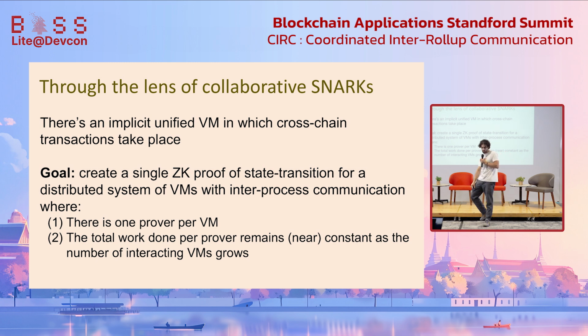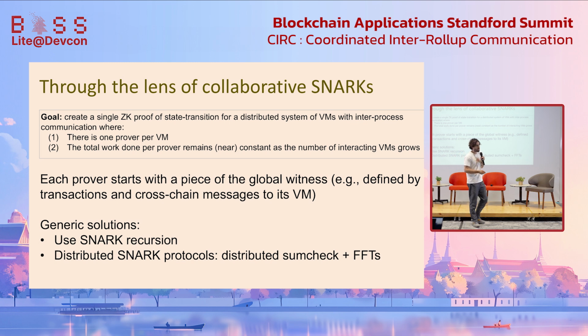So one way to look at this is through the lens of collaborative snarks, at least for ZK rollups. You can think of a cross-chain transaction as taking place in some kind of unified virtual machine that encompasses all the states of the different rollups. And so you can frame the goal as creating a single ZK proof of the state transition for some distributed system of VMs with inter-process communication, where there's, say, one prover per VM, and the total work done per prover remains near constant.